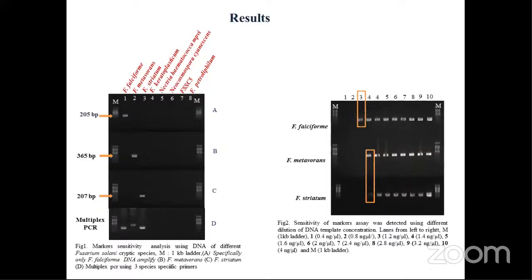Now, the sensitivity analysis for the molecular markers. Here we used different dilutions of DNA templates, and we found for Fusarium falciforme, the specific marker detects up to a DNA concentration of 1.2 nanogram per microliter. In case of Fusarium metavorans and Fusarium striatum, we found 1.4 nanogram per microliter.